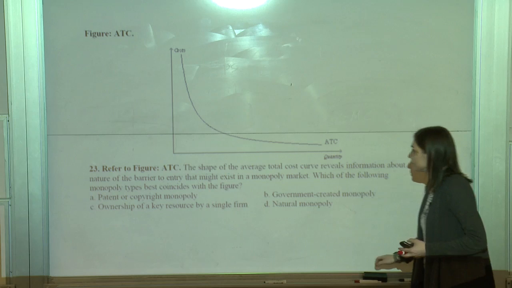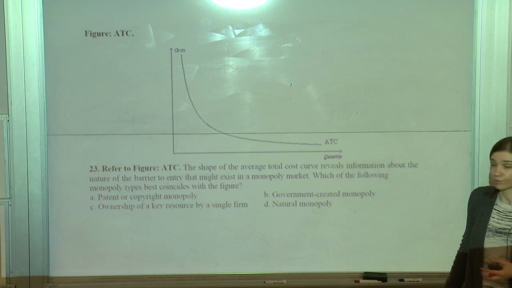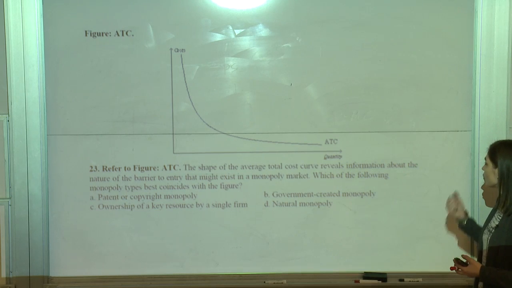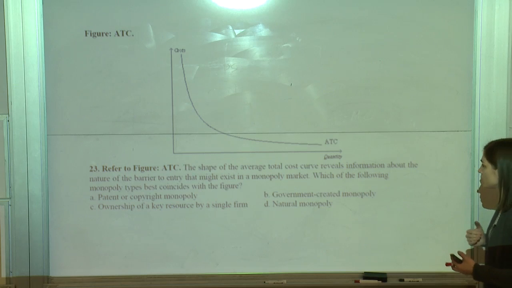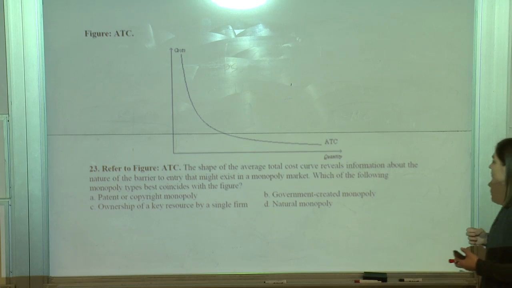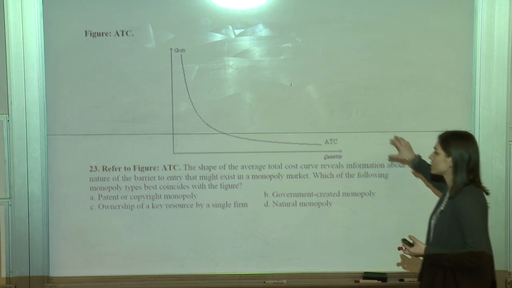All right. Okay, so what do we have here? We have the average total cost curve. The shape of the average total cost curve reveals information about the nature of the barrier to entry in this market. Which of the following monopoly types best coincides with this figure?